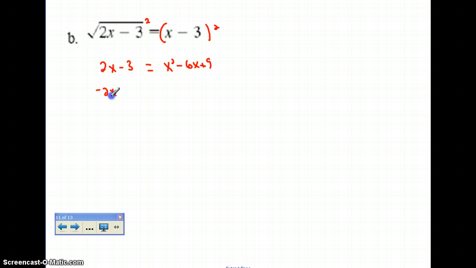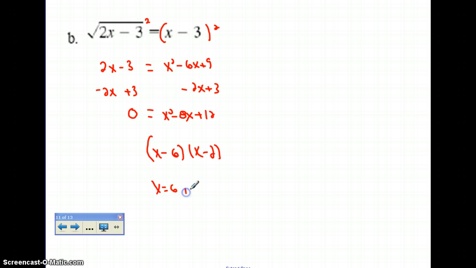So I'm going to subtract 2x from both sides and add 3 to both sides, because I want to get one side to be 0. And I get x squared minus 8x plus 12 equals 0. When I look at this, I think that turns out to be x minus 6 times x minus 2. That's what it factors out to be. So I get x to be 6 and 2.